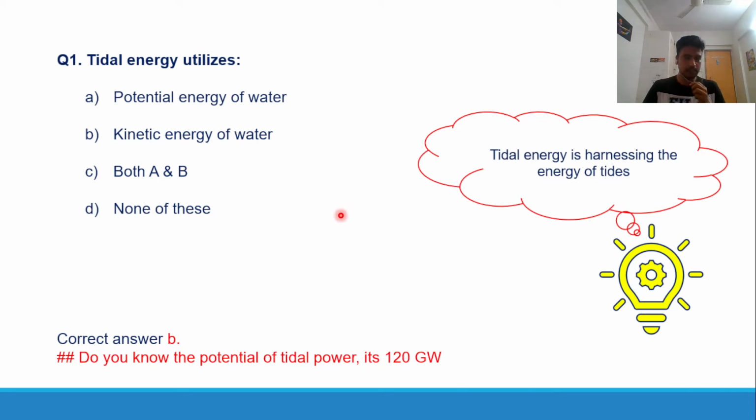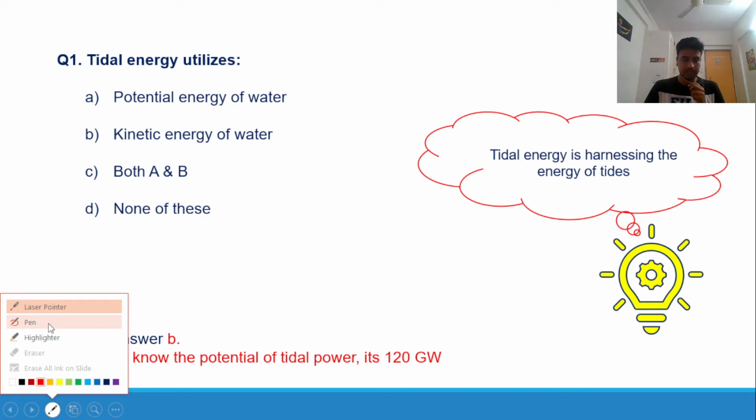The first question is: tidal energy utilizes... Tidal energy is basically harnessing the energy of tides. This is so simple. But tides are actually a function of the force that is exerted by the moon, and to some extent the sun also. The moon is nearer to the earth, and gravitational force is inversely proportional to the distance between these two bodies.